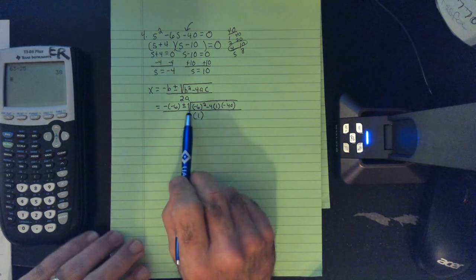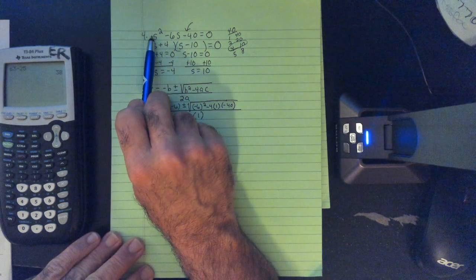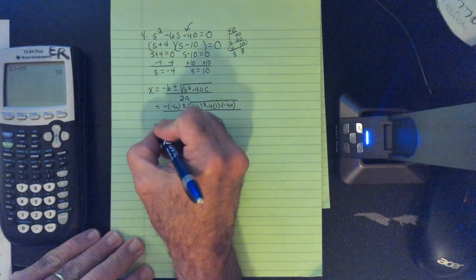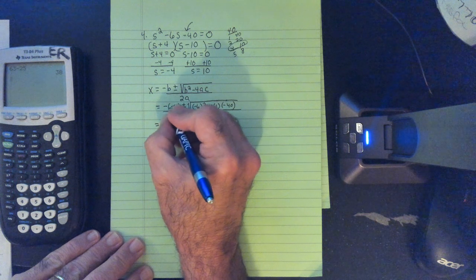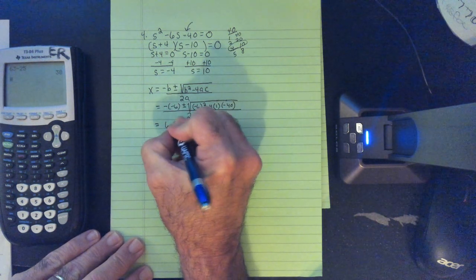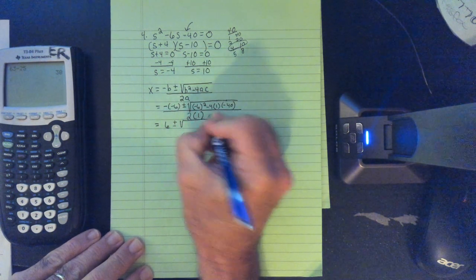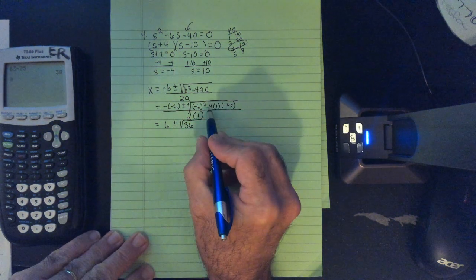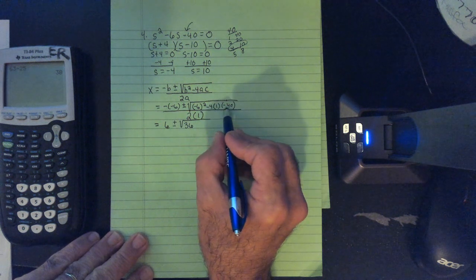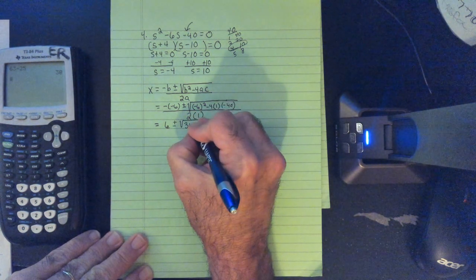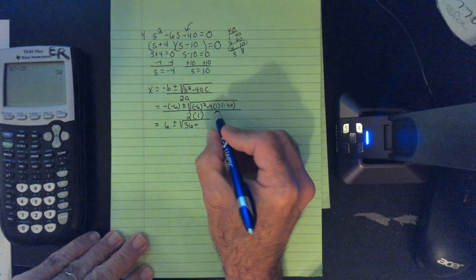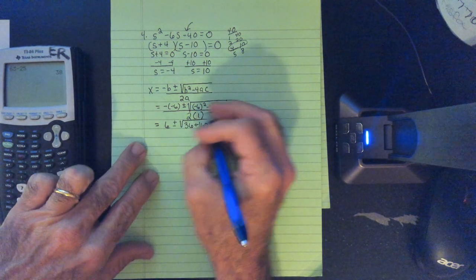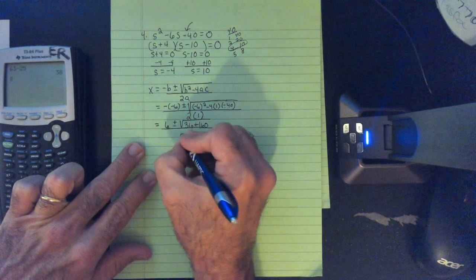So plug in all your numbers. A was 1, B was negative 6, C was negative 40. Once we plug all that in, it's just a matter of simplifying this. So the double negatives make that a positive 6. Under the square root, negative 6 squared is a positive 36. Now this end, all this is getting multiplied. We've got two negatives, so that's going to make that all positive. And then 4 times 1 is 4. 4 times 40 is 160. All of that's over 2 times 1, which is 2.